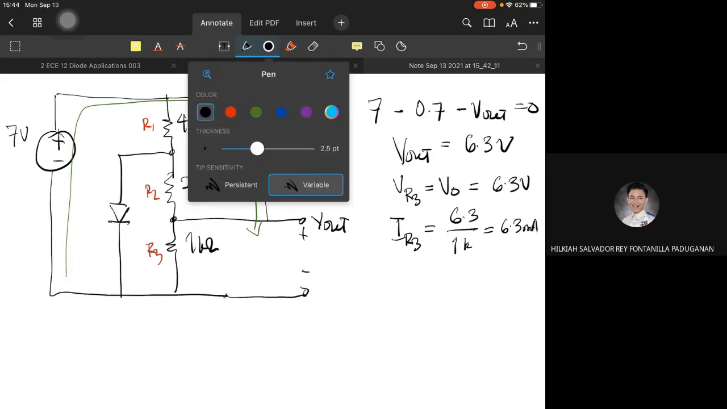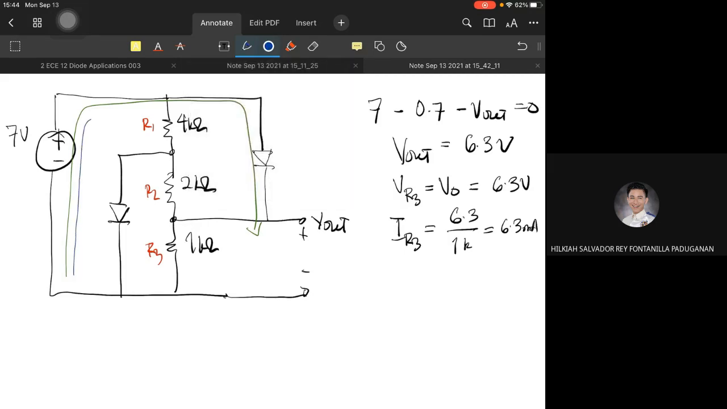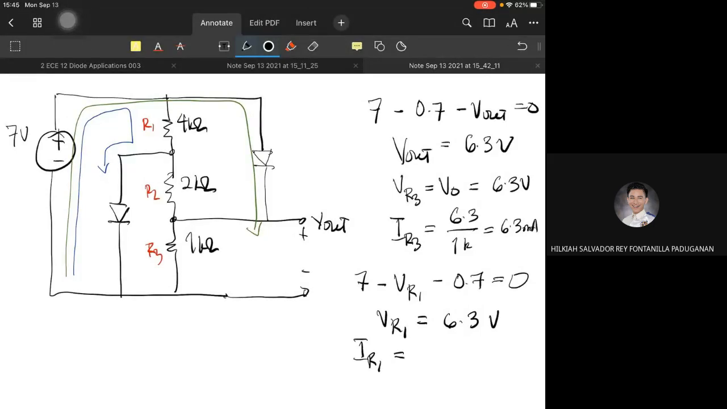KVL na pod ta dire. So 7 minus VR1 minus 0.7 is equal to 0. Therefore, VR1 is also 6.3 volts. So if VR1 is 6.3 volts, IR1 is equal to 6.3 over 4K, 1.575 milliamperes.